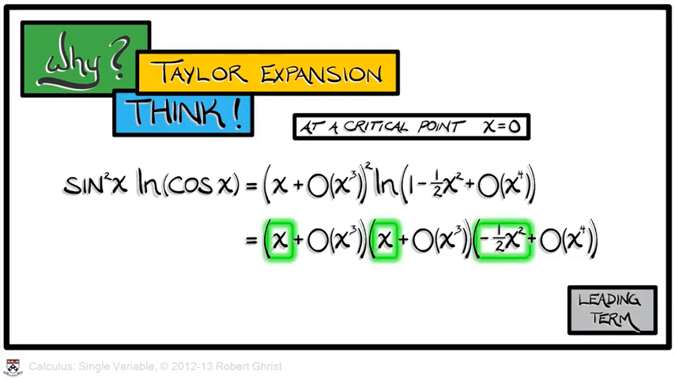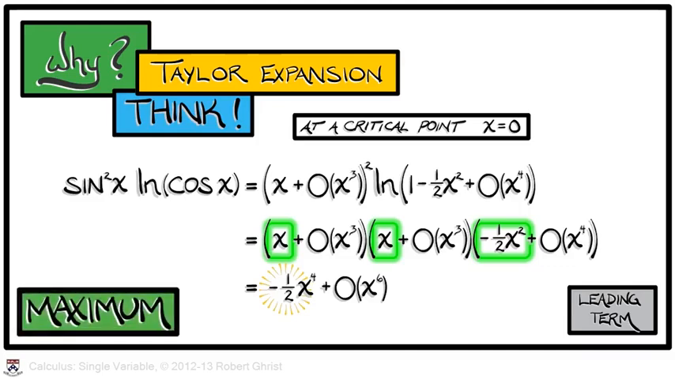Now, when we multiply these three expansions out, the leading order term is given by the product of x squared and negative x squared over 2. That is, we get a negative 1/2 x to the 4th plus big O of x to the 6th. And we can see why we didn't use the second derivative test here, because it would have given us a 0, a fail. However, we can conclude that this really is a local maximum at 0 because of this coefficient of negative 1/2 in front of the x to the 4th.